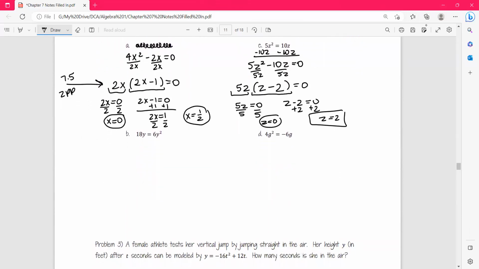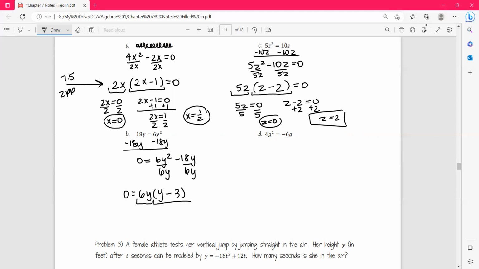Let's look at B. Is everything on one side? No. I'm going to subtract the 18y because I want to keep that y squared positive. That 6 is positive. That's what I want to keep positive. Subtract the 18y over. So I'm going to have 6y squared minus 18y. And now I'm looking for my GCF. 6 and 18. My GCF is 6. Y squared and y. The GCF is y. Take out a 6y from each of these. 6y squared, take out a 6y, I'm left with y. 18y, take out a 6y, I'm left with 3.